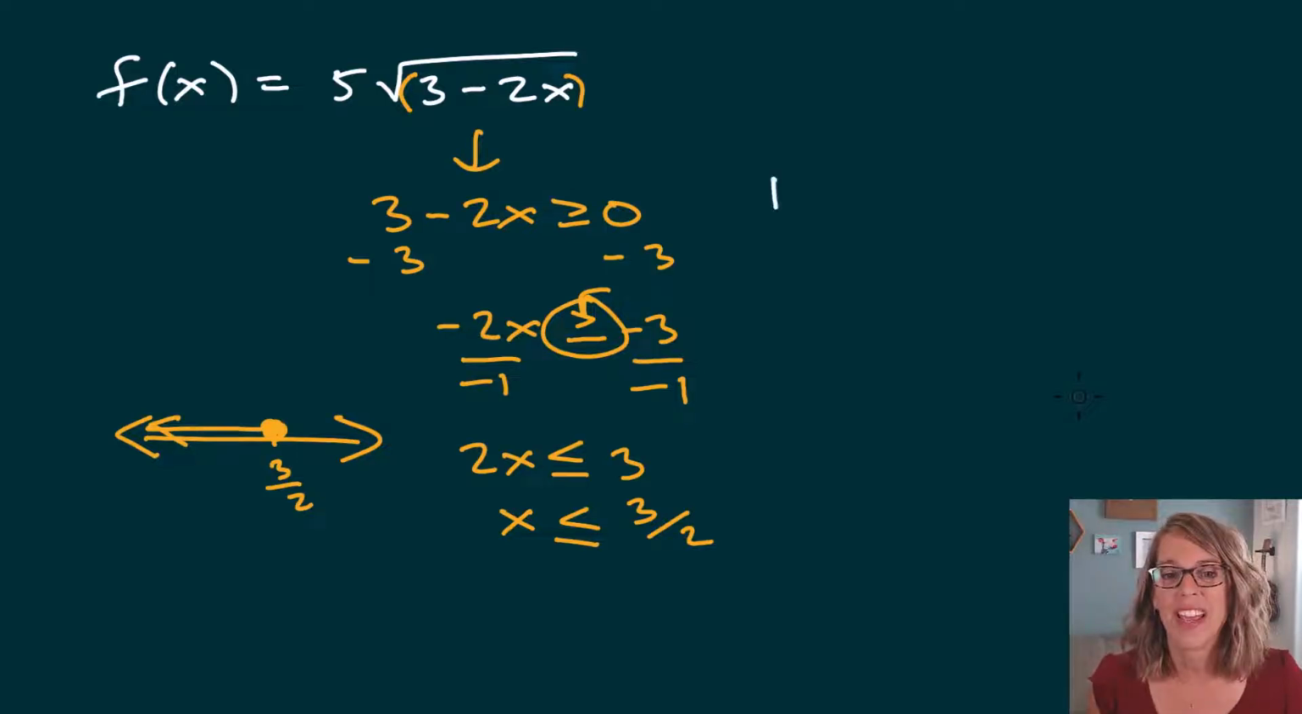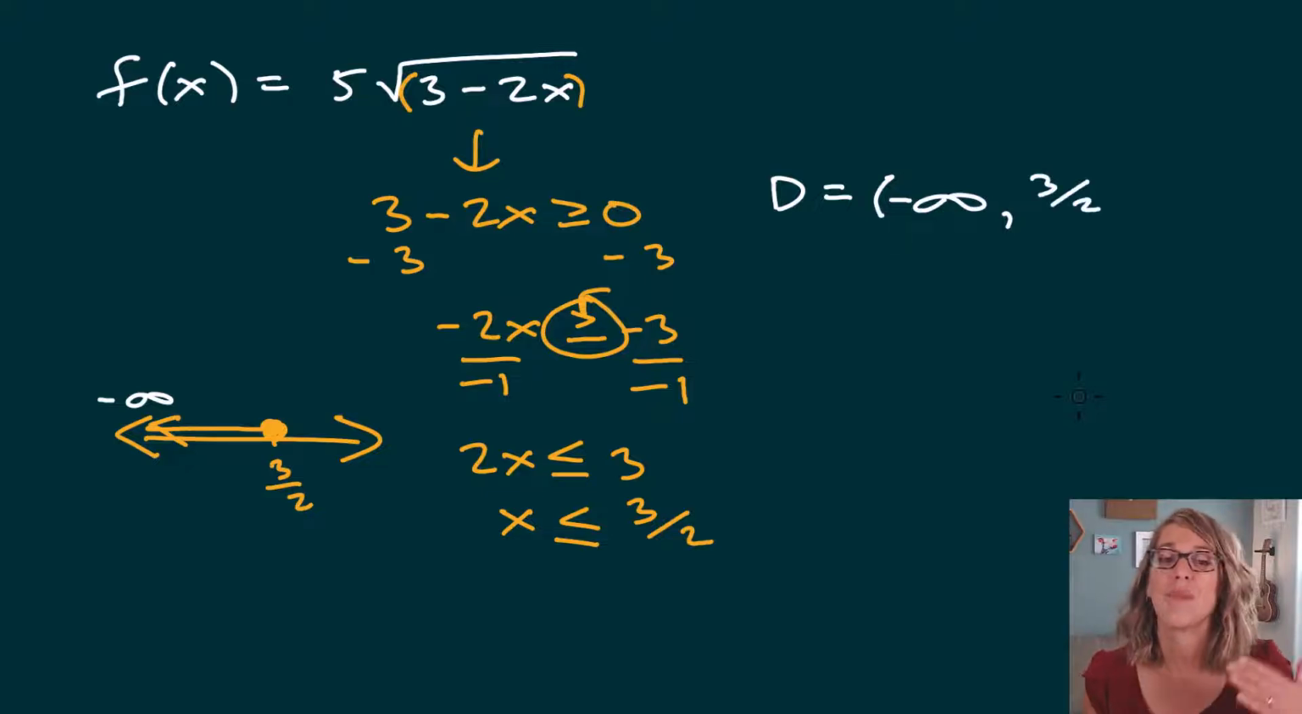So my domain as an interval would be, let's see, negative infinity. It goes on forever to the left. So negative infinity is going to represent that lowest number. We always use parentheses for our infinities. And then 3/2 is my uppermost number, and that is included, so I do a square bracket. Here comes the next one.